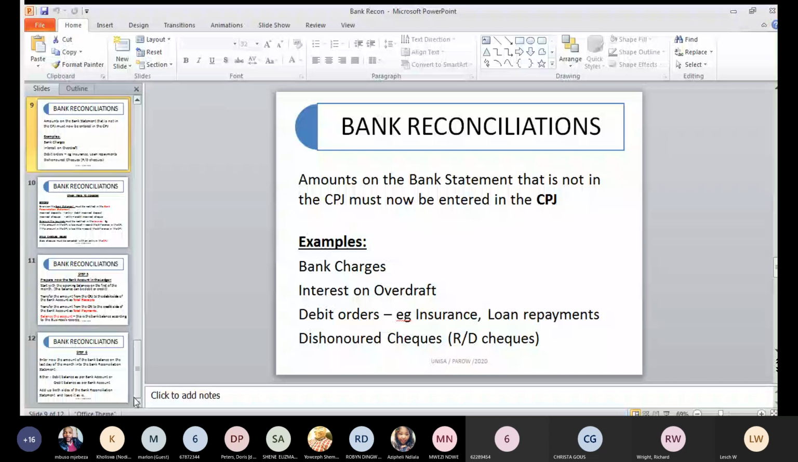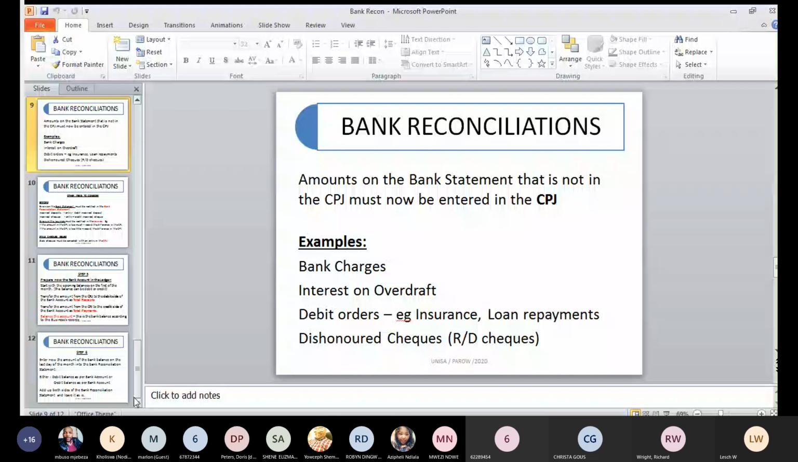Debit orders. You guys are familiar with debit orders. Remember, a debit order is just an instruction by you where you have given the bank permission to pay your insurance or your loan or your car repayment. That's a debit order. So the payment will appear on the bank statement. It is not yet in our records. That is why once we get the bank statement, we will record it now in our cash payments journal.